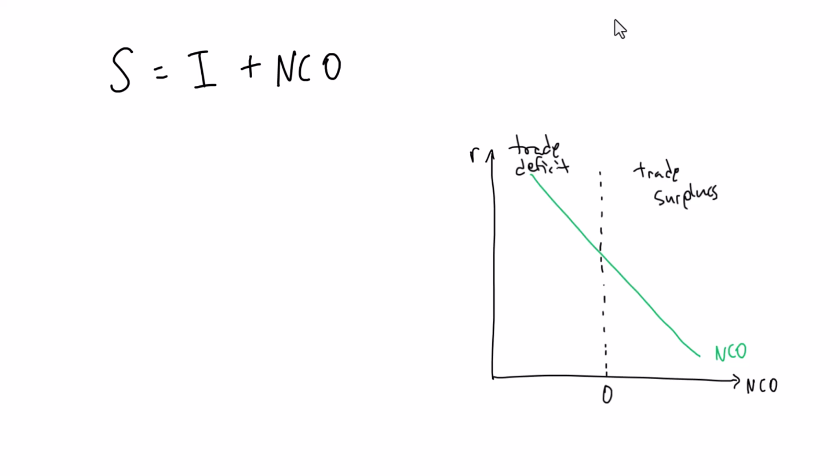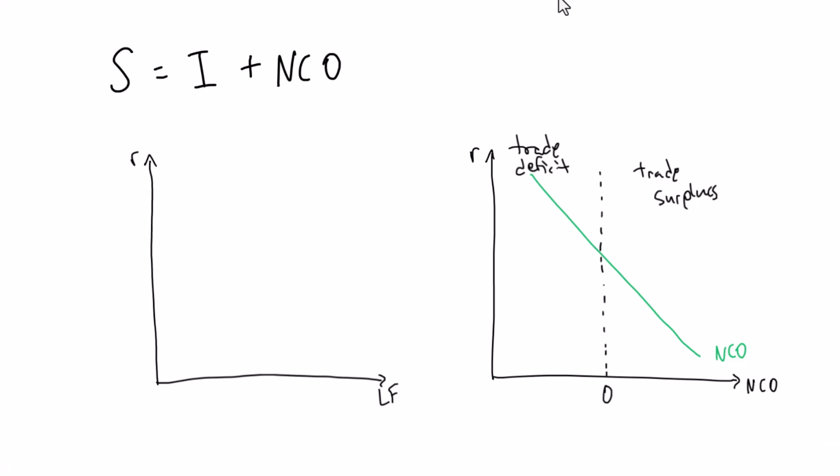Now let's talk about how this relates back to the loanable funds market. I'm going to draw a graph for loanable funds to the left of our NCO curve. I'm going to draw them side by side like this because the interest rates are going to be consistent across both graphs, and we're going to have the quantity of loanable funds down there.